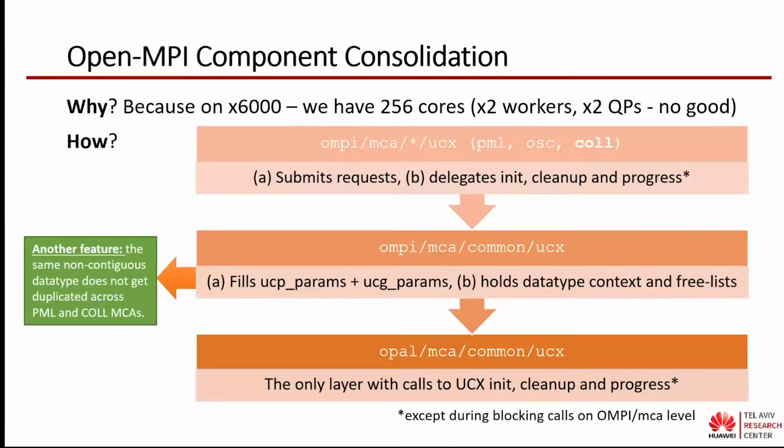So it's important for me to have the data type also common, because it means if you use MPI send and then MPI reduce with the same data type, they will actually use the same UCP data type and not duplicate that one. So that's important also. And clearly from a design and code duplication point of view, it makes a lot of sense to consolidate the code. So that's important for me to mention.